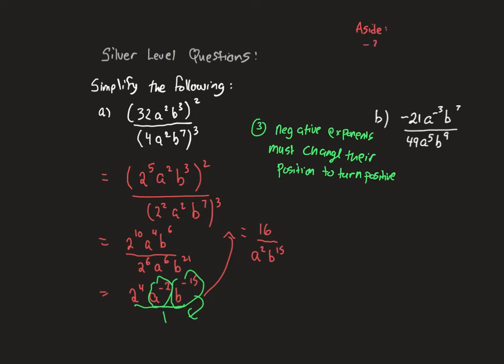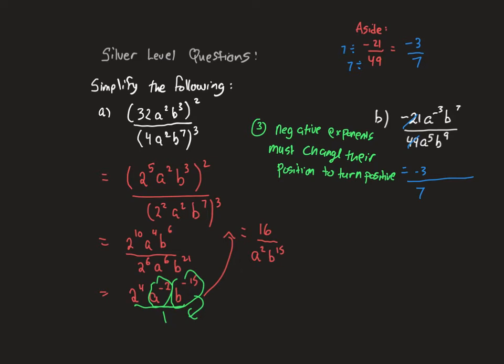If I told you simplify negative 21 over 49, well, I know that they can both be divided by 7, which would give me negative 3 over 7. So negative 3 over 7. And just like that, you're done with your numbers. Now you move on to your other stuff.